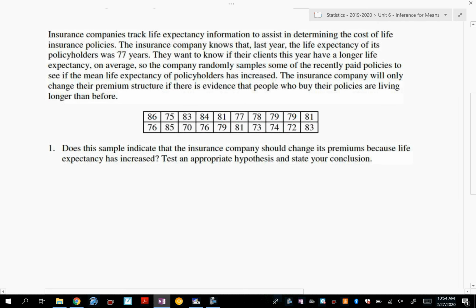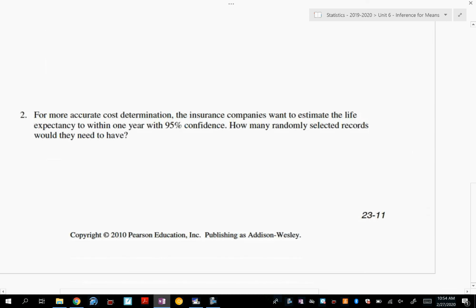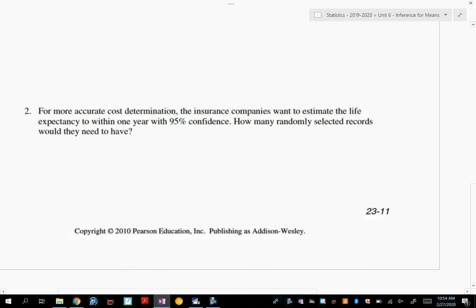But number 2 is what I want to focus on. It says, for an accurate cost determination, they want to estimate the life expectancy to within 1 year. So within 1 year. So remember, our formula is margin of error equals T star with our degrees of freedom. You don't have this solo if you were listening. You're flipping over to the very back and you're writing this down.